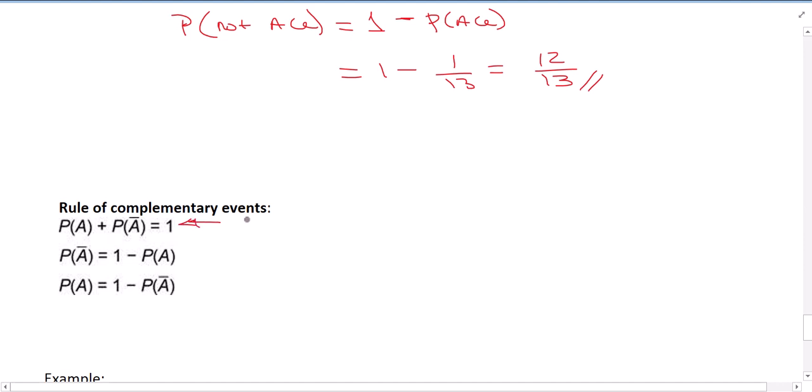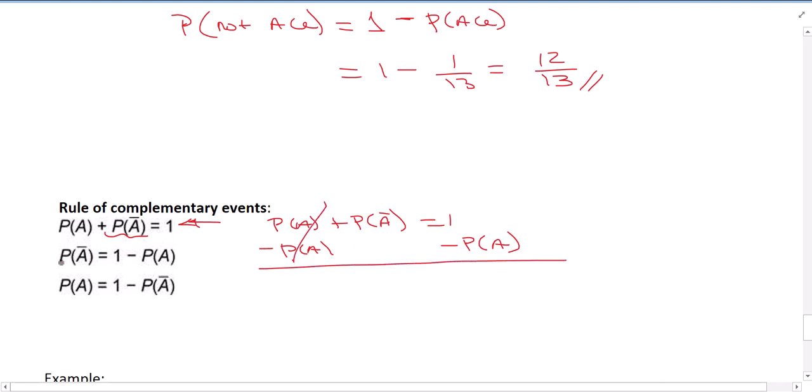If I want to solve for the probability of not A, I subtract P of A from both sides. So if I have P(A) plus P(not A) equals 1, subtract P(A) from both sides, and you'll get the second line: the probability of not A is 1 minus the probability of A.